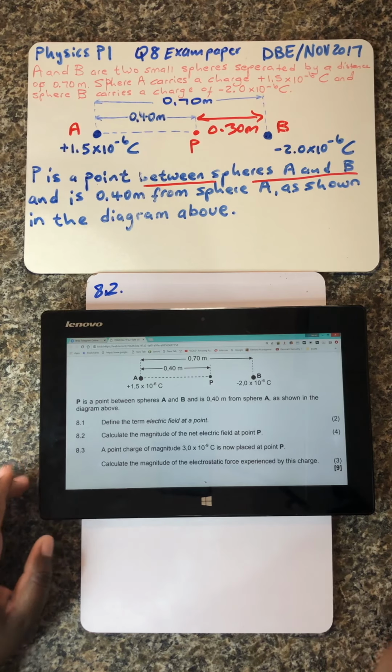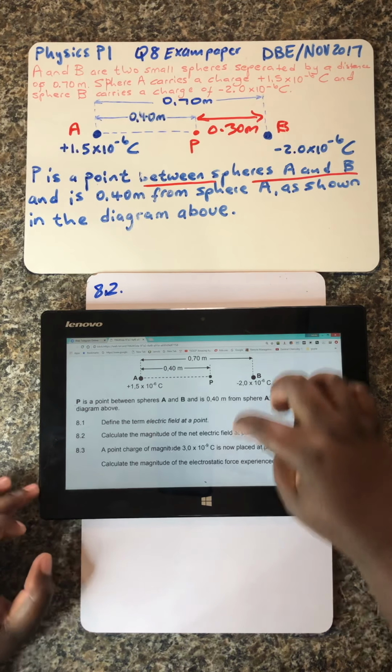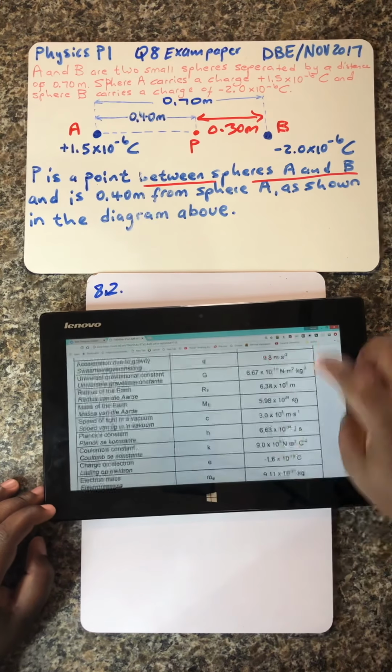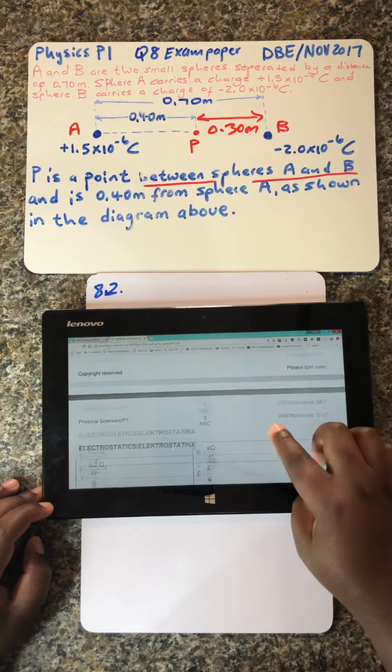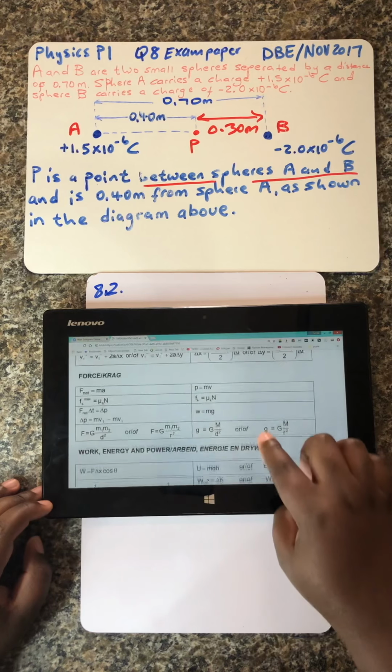So guys, I'm not sure if you're able to see, but the question says calculate the magnitude. Remember, the word magnitude refers to the value. So calculate the value or calculate the size of the net electric field at point P. So guys, let's just check if we've got a formula sheet provided on this question paper. So we've got a formula sheet.